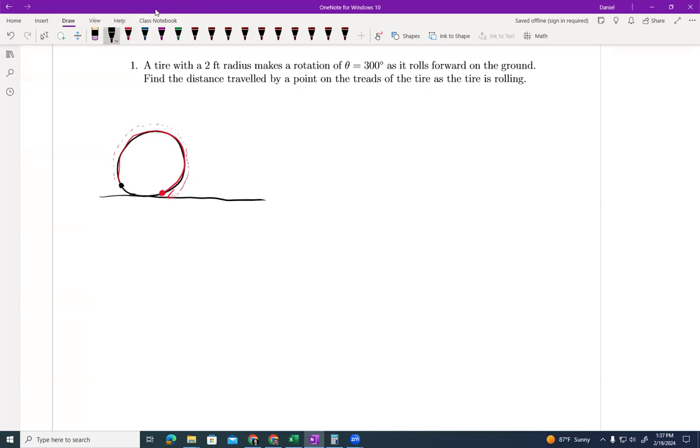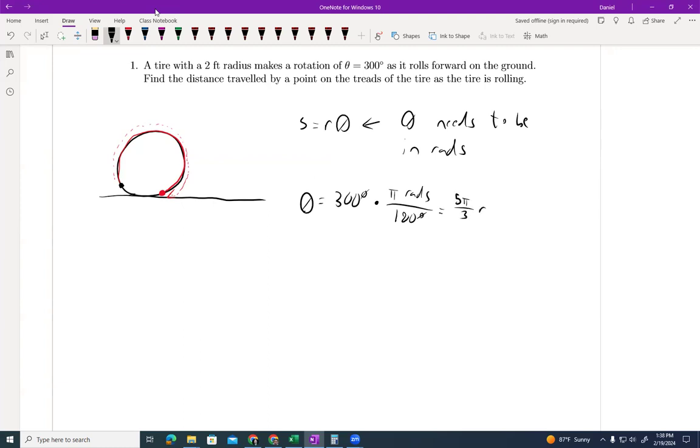So we're going to use our arc length formula. S is equal to R times theta. The problem with this is that theta needs to be in radians. Okay, so we need to convert our theta to radians. So theta is equal to 300 degrees. To convert it to radians, I need to multiply by pi rads and divide by 180 degrees. And doing that will ensure that my degrees will cancel off, right? And then we'll just simplify 300 over 180. They're both divisible by 60. So this will be 5 pi over 3 rads.